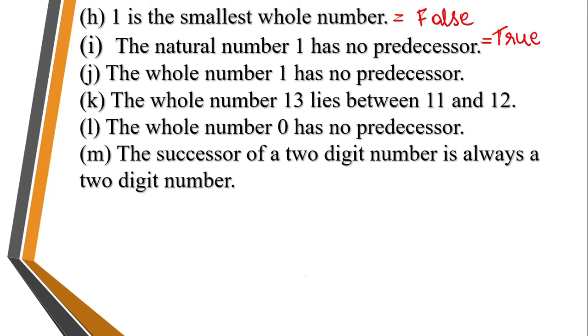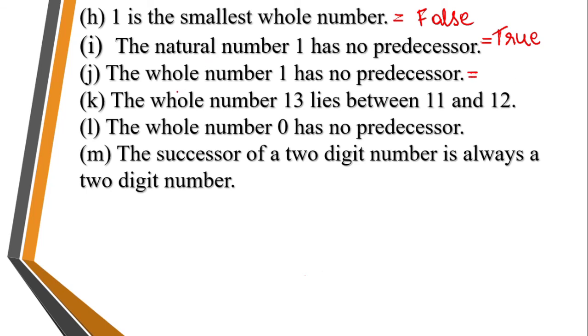Right. Now the next question which we have is, the whole number 1 has no predecessor. Here they are considering 1 as a whole number. Now, we know that 0 is the smallest whole number. So, whole numbers start from 0. And after 0, we have 1. Now, 1 has a predecessor which is 0. So 1 is a whole number and 0 is also a whole number. So this statement is false because it has a predecessor which is a whole number.